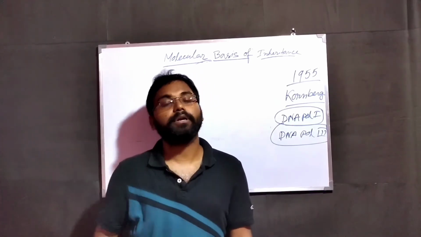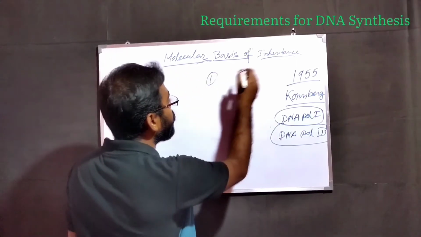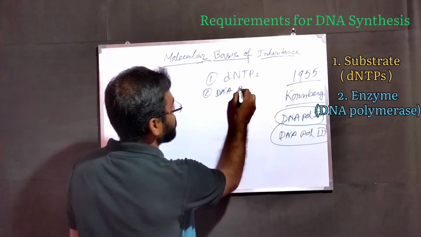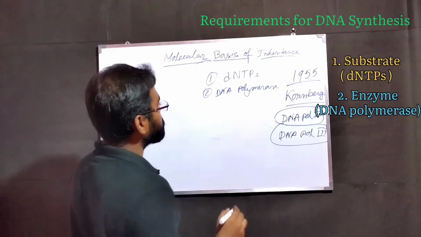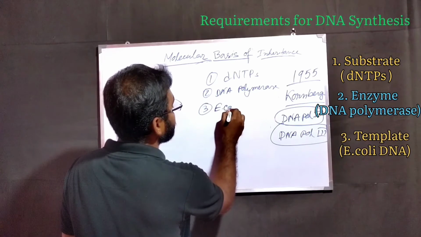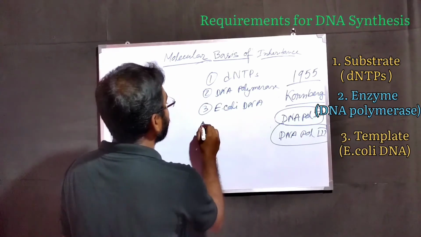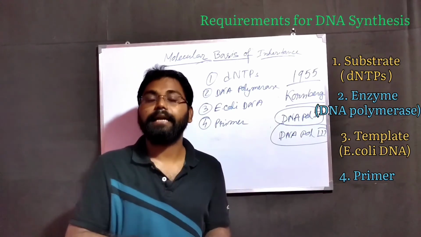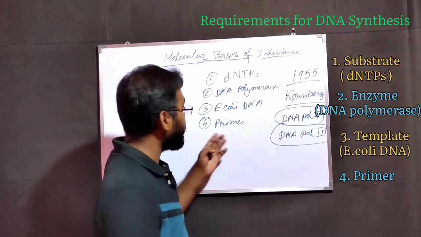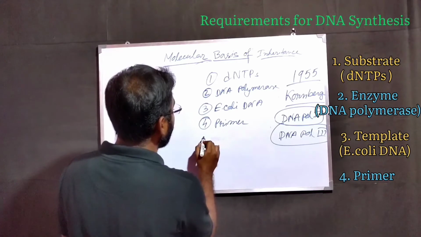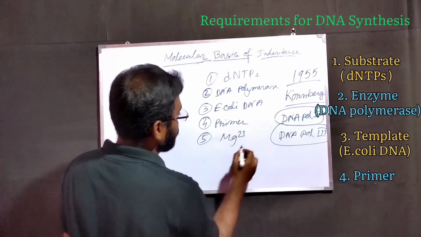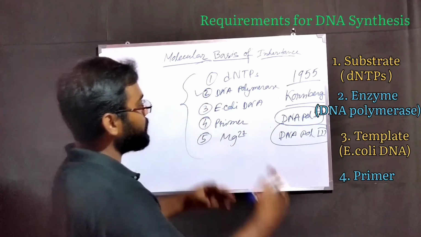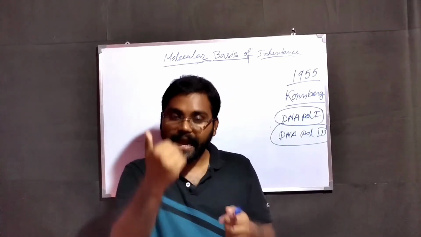Scientists have found that 5 components are required for DNA synthesis. Number 1, this is all 4 dNTPs. Number 2 is DNA polymerase. Number 3 is E. coli DNA. Number 4 is primer. So what is primer? Primer is a small nucleotide that is synthesized by primase, and it will initiate DNA replication. Number 5 is magnesium for optimum activity of DNA polymerase. These 5 components are required for DNA replication. So the DNA polymerase can add new nucleotides.